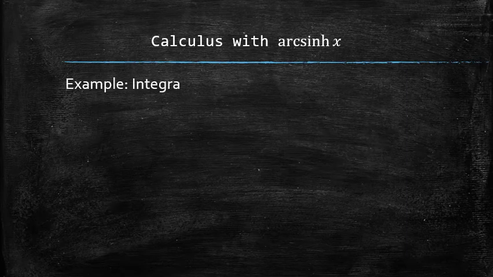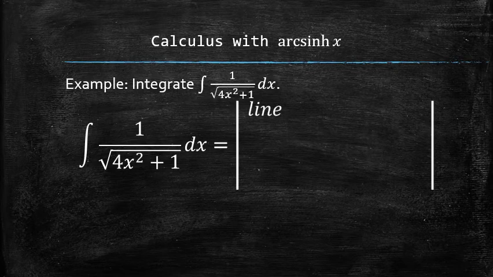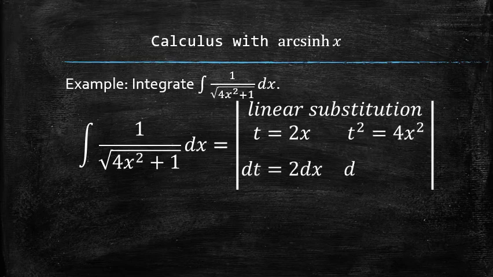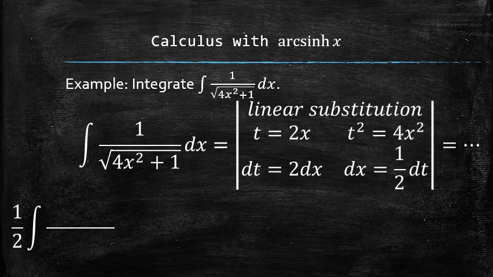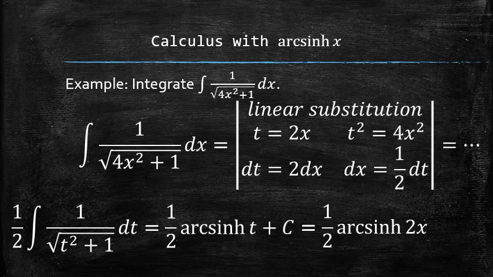Let's do an example of a linear substitution. We set up the linear substitution by setting t equal to 2x and finding the differential of t and expressing dx in terms of dt. As a result, we have a simple indefinite integral in terms of t. We continue with the integration process by finding the antiderivative and replacing t with the original function.